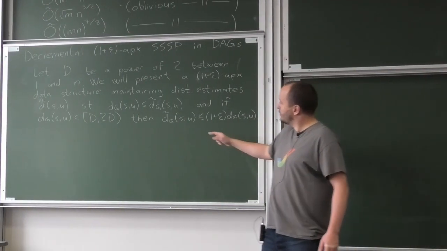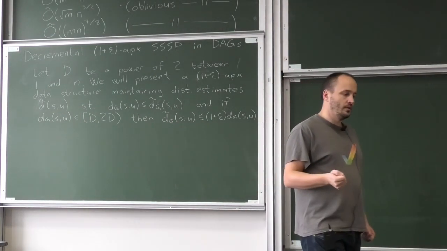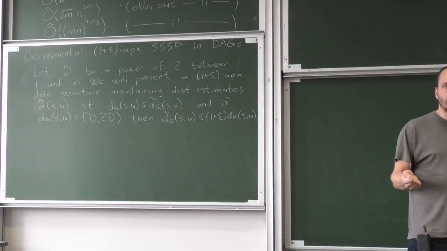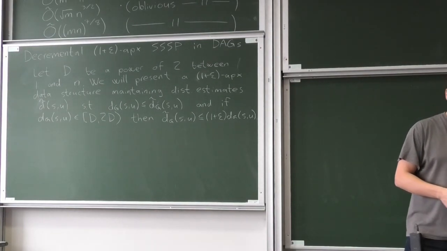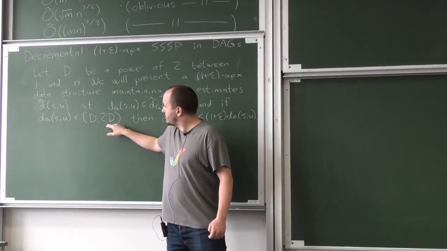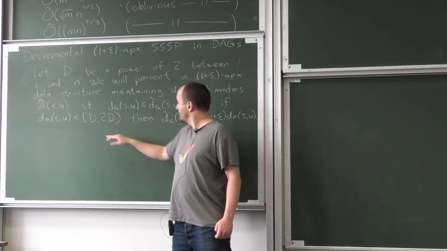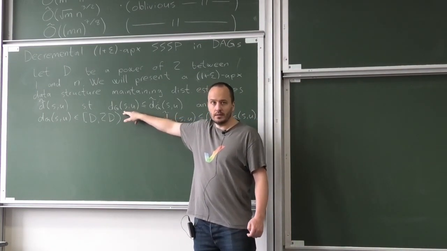What if, whenever you want a distance, you just ask each structure for its estimate and then you take the minimum of them? If you take the minimum of these estimates over all structures for all these ranges here, that minimum will not be lower than the true distance, right?